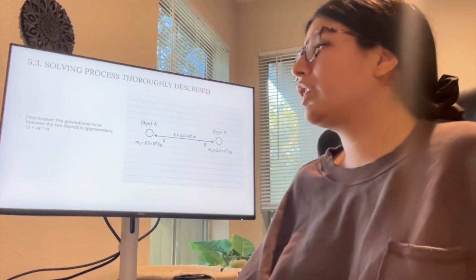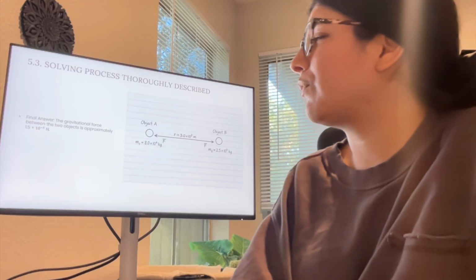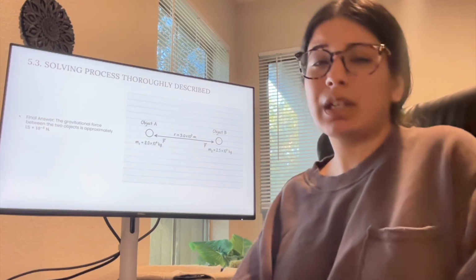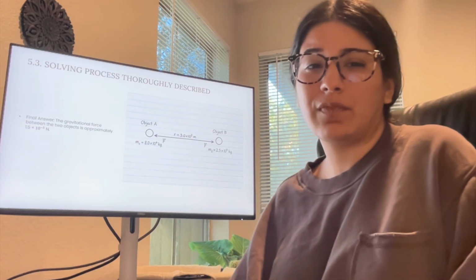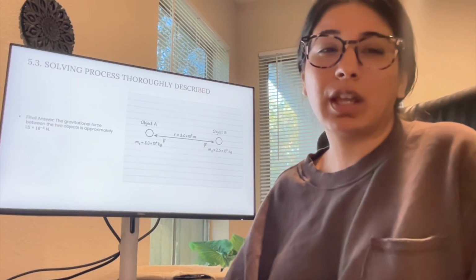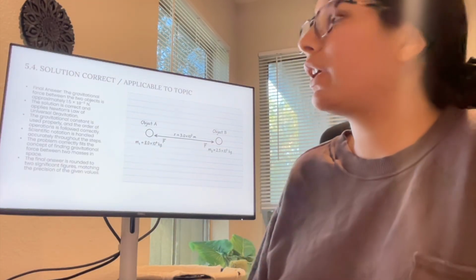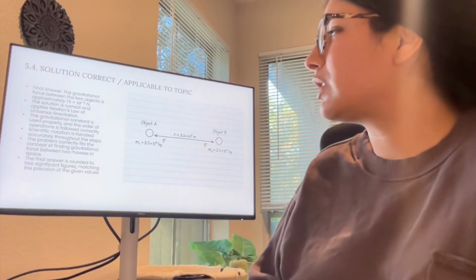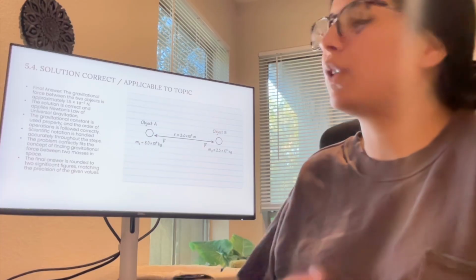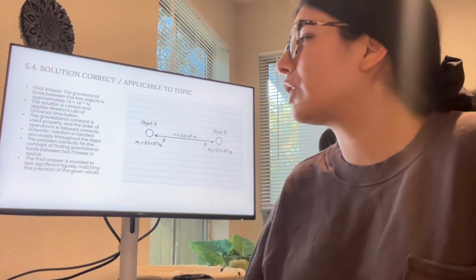So my final answer is the gravitational force between the two objects is approximately 1.5 times 10 to the negative 5th power of newtons. I converted to the proper scientific notation so the answer can be standardized, as you can see at the end. So with my solution being correct, I checked all the units, that they're in the correct SI units, and that's necessary for accuracy.